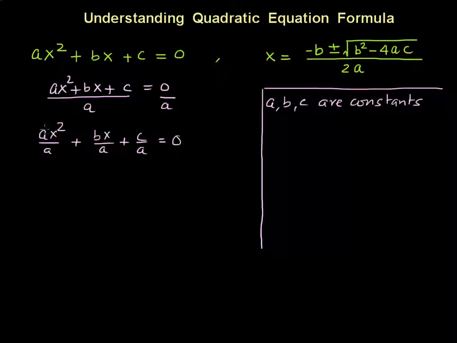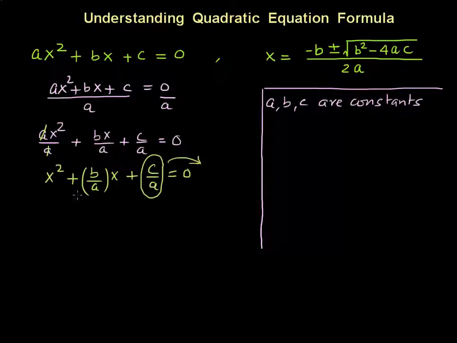Okay, so in the next step, we will cancel out the a here and here. So what we get is x squared plus b upon a, within brackets, x, plus c upon a equal to 0. Now we can transfer the c upon a to the right hand side, right? So the next step, we get b upon a and x, and the right hand side will be equal to minus c upon a now.